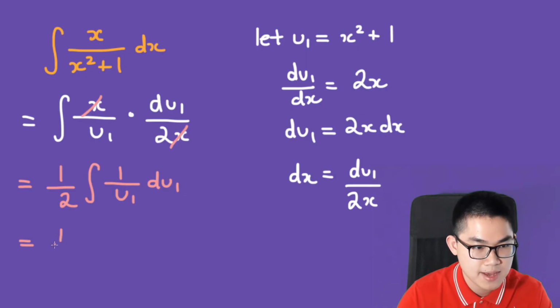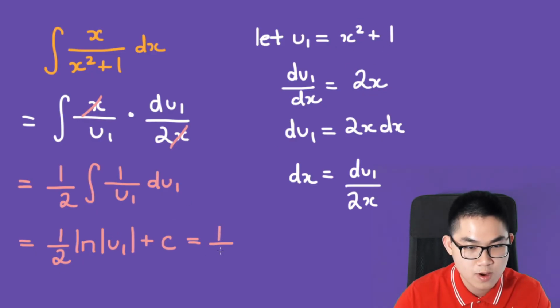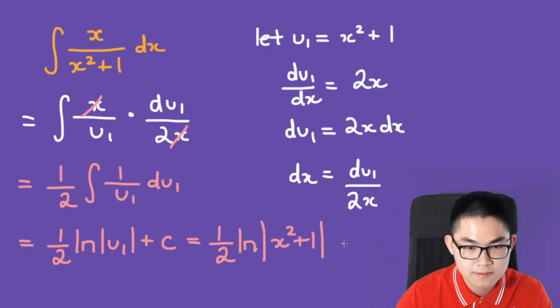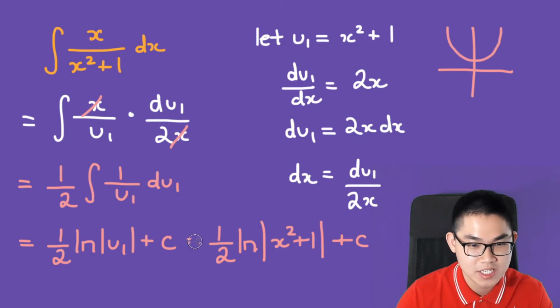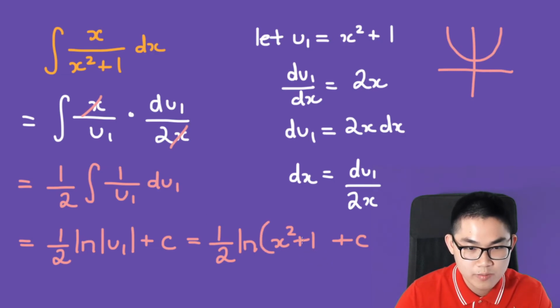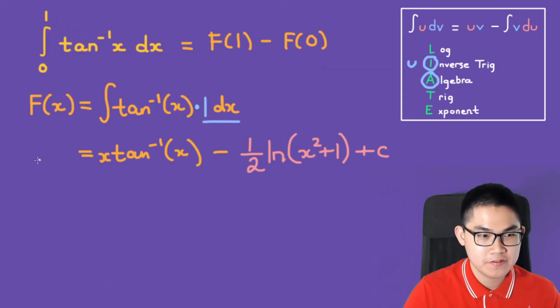So this is the same as 1 over 2 times the ln of absolute value of u plus c, and putting the u back to the x, so we have 1 over 2 the ln of x squared plus 1 plus c. Now, just note that x squared plus 1 is a function that looks like this. So this function is always positive, and that's why the absolute sign is redundant. We can just use normal parentheses. And we're almost done. So we have the antiderivative, f of x.